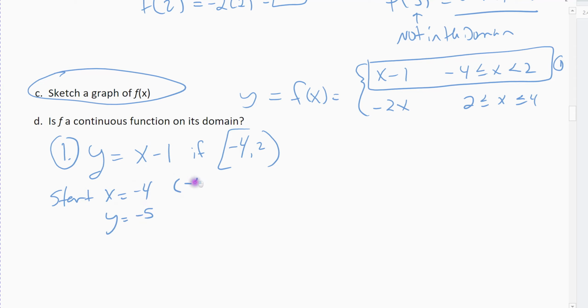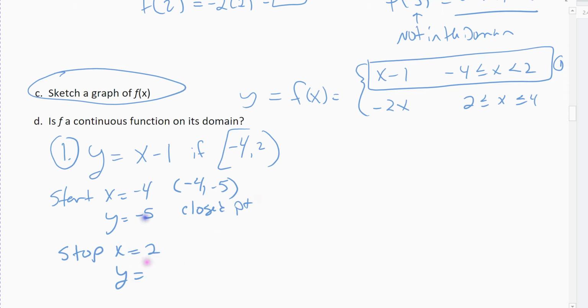And so that's the point negative 4, negative 5. Negative 4 is included, right? That's what the equal to means. And so when I graph that, it's going to be a closed point. All right, then this is going to stop at x equals 2.